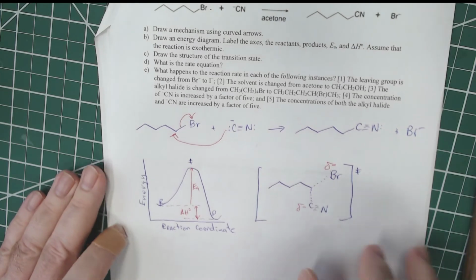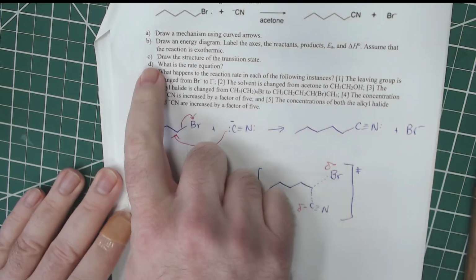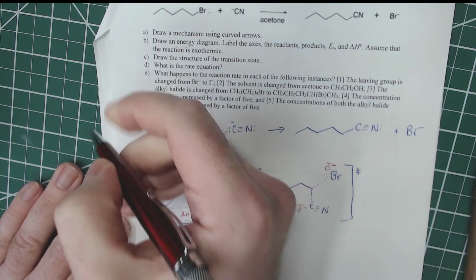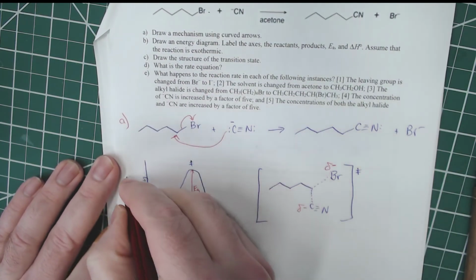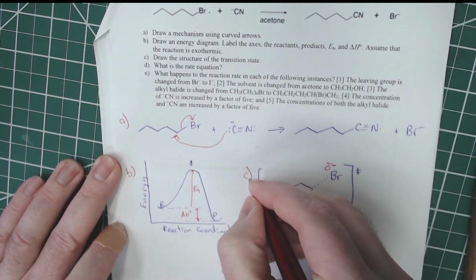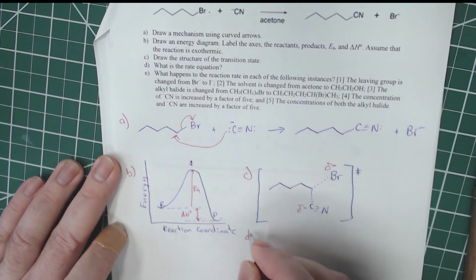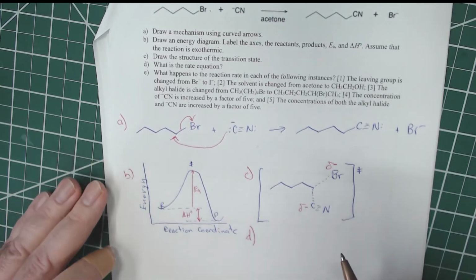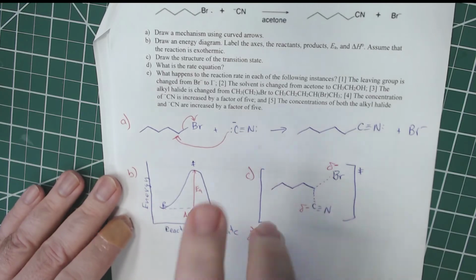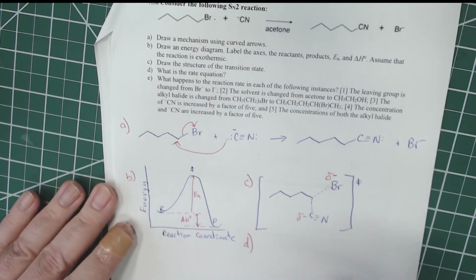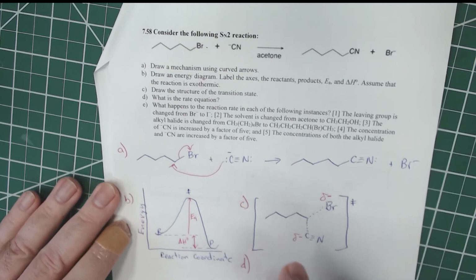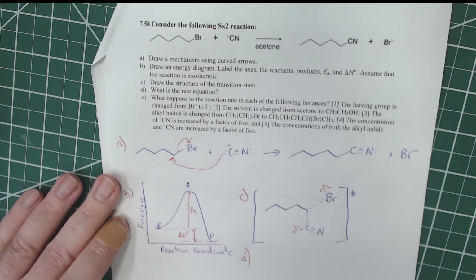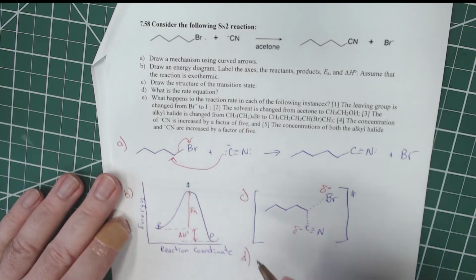All right. Well, the next thing that we want to do here is to write the rate equation. So I suppose here I can say this was A, this was B, this was C, and now D. We want to write the rate equation. And the rate equation, since it is SN2, it's second order, then the rate here is going to depend on the concentration of both the alkyl halide and the nucleophile.